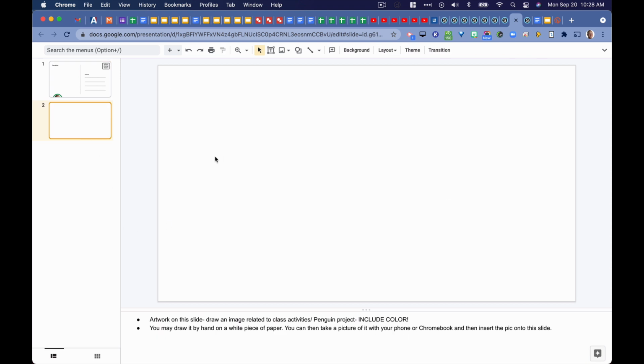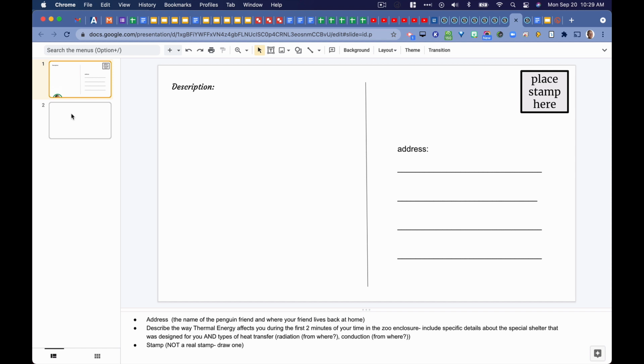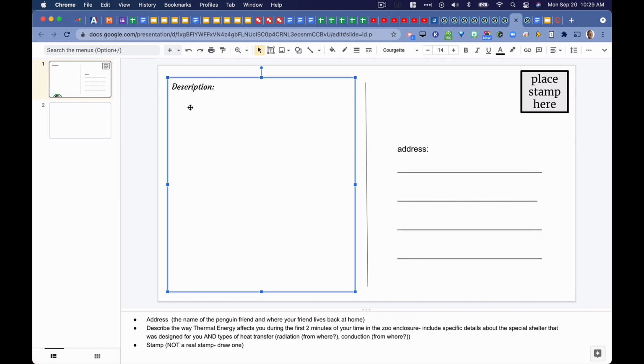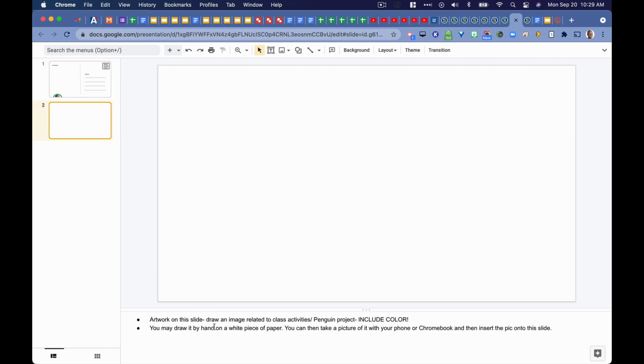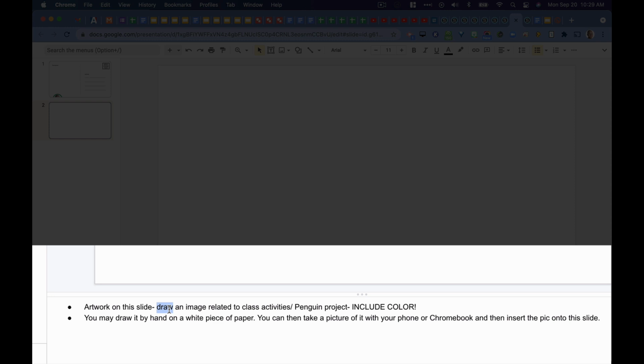And then here's the side of the postcard. This is the front side of the postcard. This is the back side of the postcard. So for the written description, you have to write all of it. You just plug in and start typing there. Then here's the artwork on this side. Draw an image. You have to draw. You can't copy and paste anything. Draw an image related to class activities. Think about the Penguin Project.